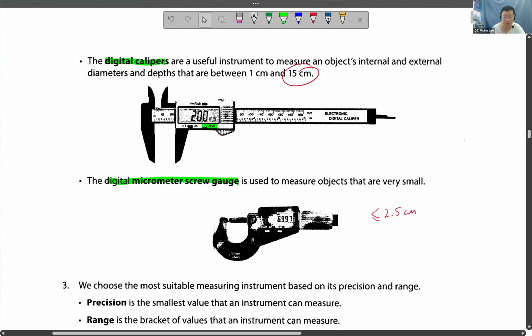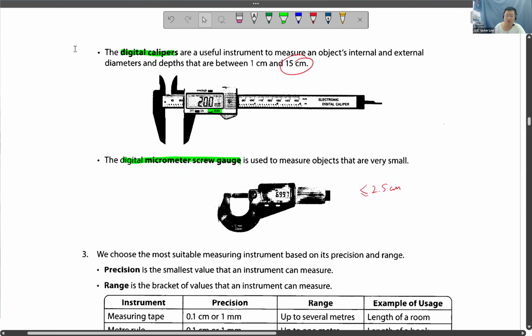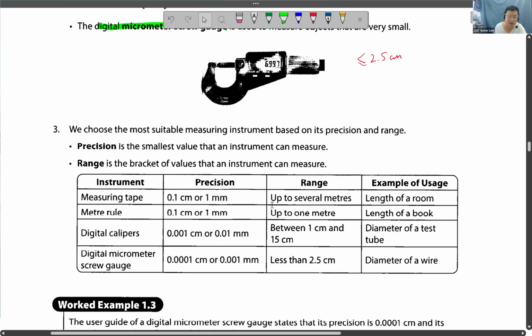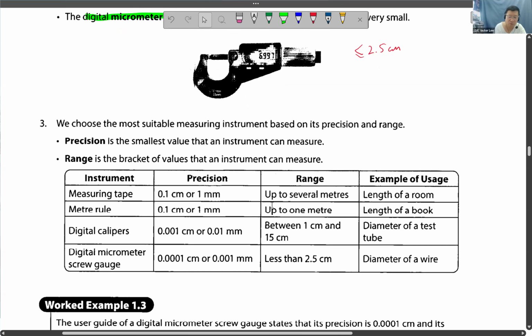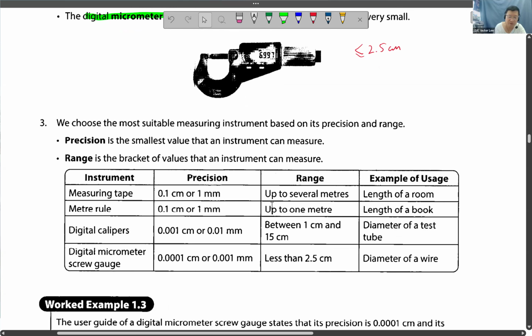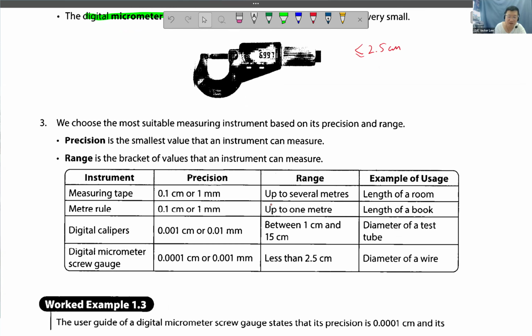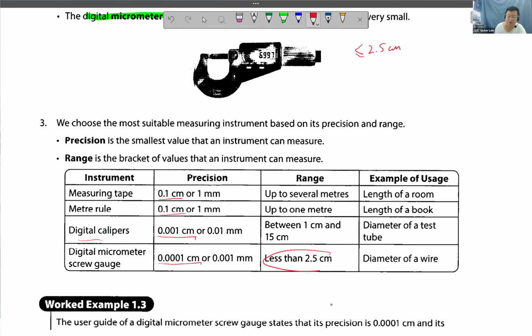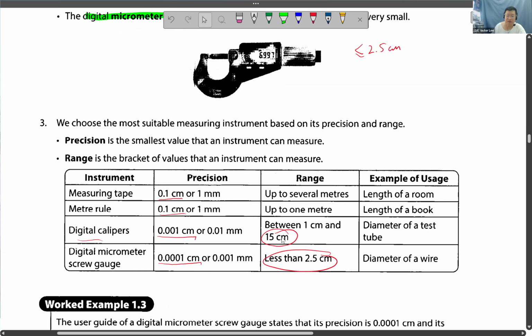So now here, you talk about certain precision. How far can you measure until? For example, the measuring tape is up to 0.1 cm. And then the digital caliper is 0.00, a 3 digit of a cm. This micrometer screw gauge is 4 digit of a cm. Okay, and this is less than 2.5, 15. So you may want to remember some of these values.